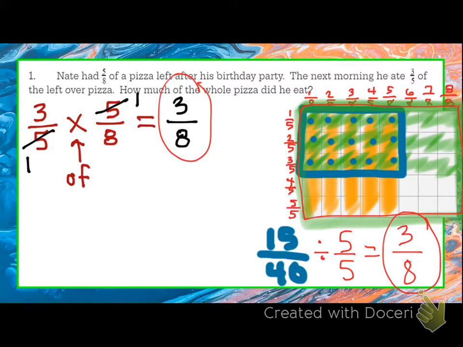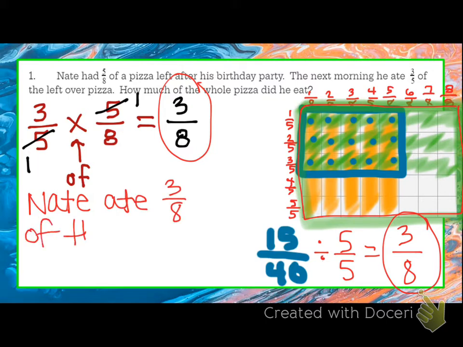And remember, ladies and gents, always write your final answer in sentence form. So Nate ate 3/8 of the whole pizza.